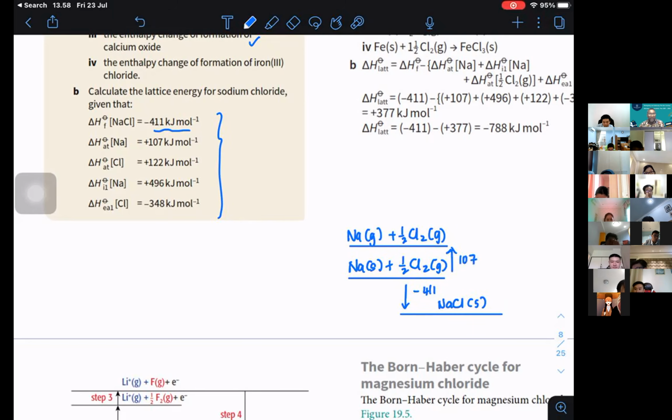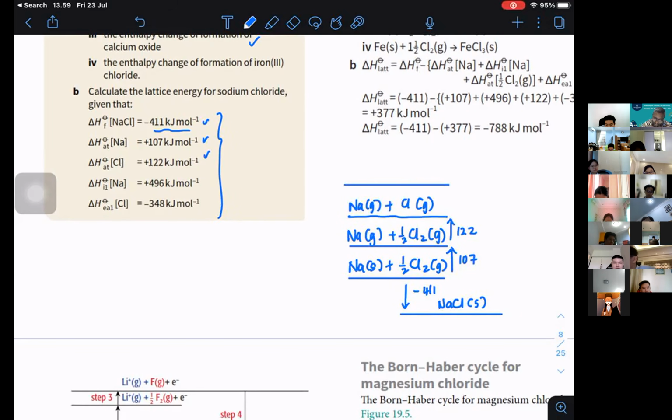I already atomized sodium, so let's atomize Cl. I'll put another line over here. Half Cl2 is going to become 1 Cl, so you do not need to rewrite anything. Just put Na gas and then Cl gas, and this one is going to be 122. Now you have the ionization energy of sodium. You want to change it into Na plus, so just put another line, and this is going to change into Na plus gas. Cl stays as it is.